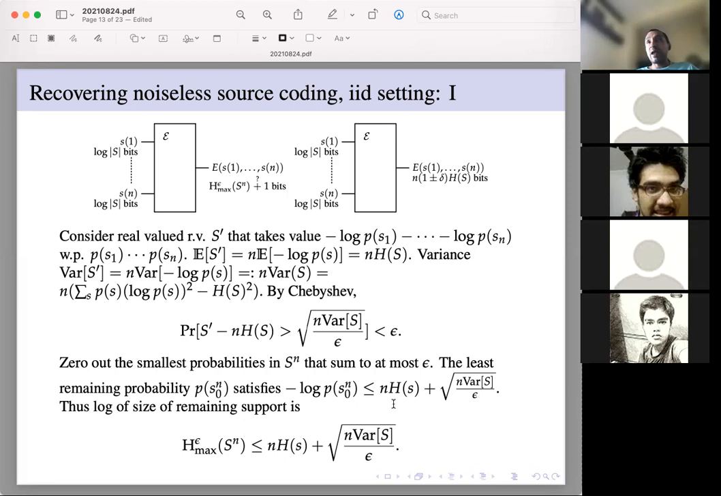Why is that? Remember the remaining guys add up to 1 minus epsilon probability or more. So how large can the support be? If the support gets too large, remember the smallest probability in the remaining support is at least this, so the total probability will exceed 1. That is not allowed, right? So that's why I get this bound. The log of the size of the remaining support is at most this much. Any questions?